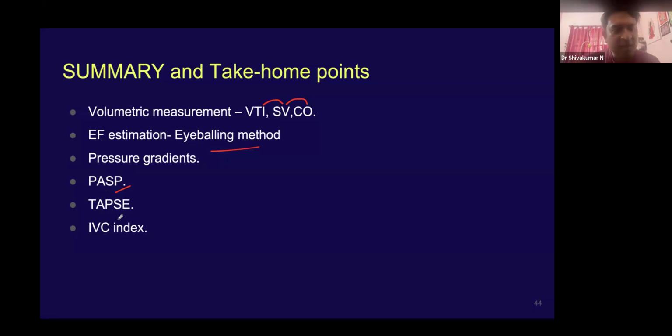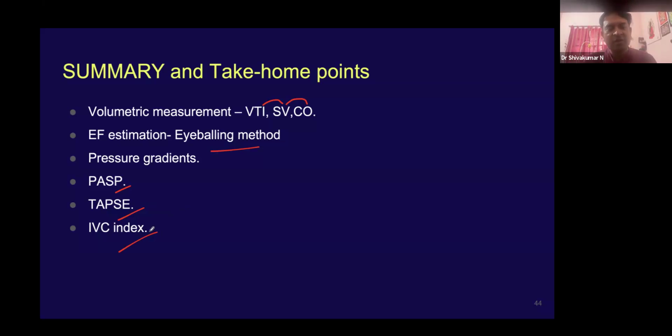Another important RV assessment is TAPSE. We measure TAPSE in the apical four chamber window. On the tricuspid annulus, we use M mode and look at how the annulus is moving. The normal TAPSE is more than 16 mm, as I mentioned. A TAPSE less than 16 mm indicates RV dysfunction. Then the IVC index, the distensibility index and the collapsibility index, as I mentioned, are indicators to assess volume responsiveness.